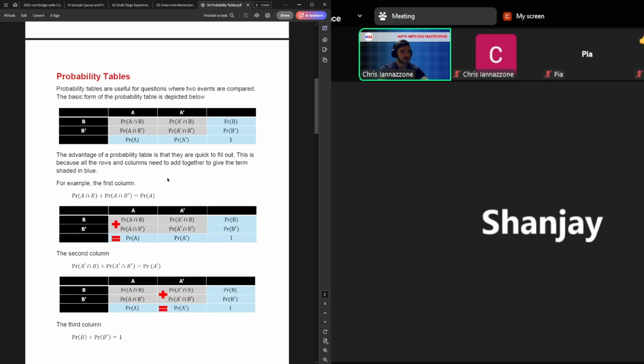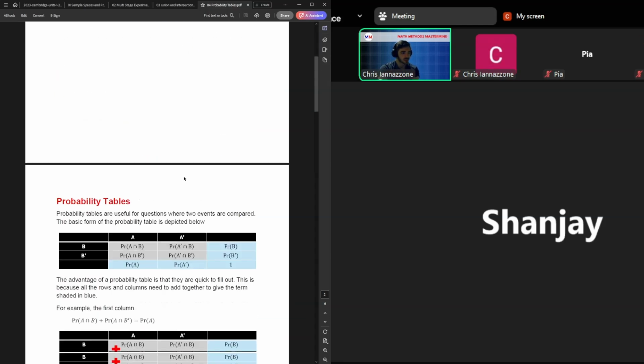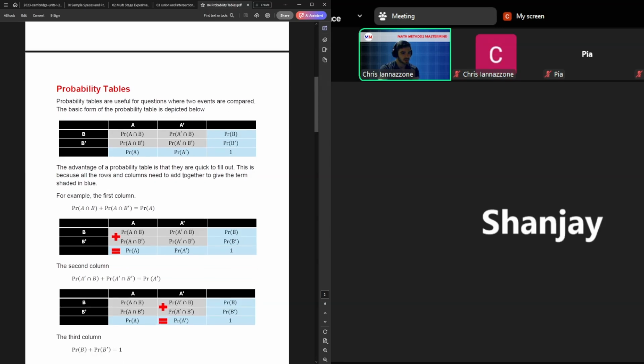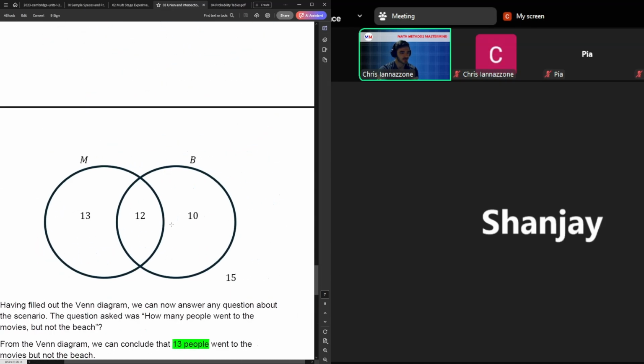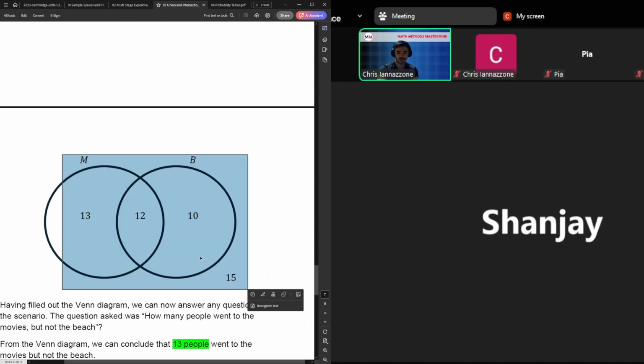Okay. Next up, probability tables. So we kind of mentioned a little bit as to where a full sample space table might be helpful. Probability tables are a bit more specialized with how they work. These are best used where two events are contrasted or compared to each other. Essentially, the easiest way to think about this is you can convert any Venn diagram into a probability table or a two-way table.